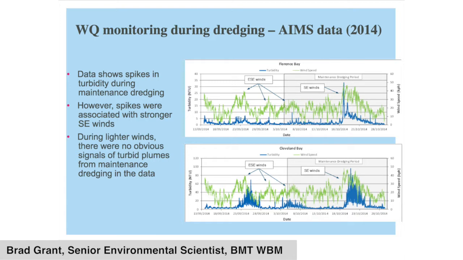So we had a look at the winds, and these spikes in the winds were east-southeast winds, and you get a spike in turbidity as well outside of dredging. And then this is the maintenance dredging period here. You get these winds, you don't get much turbidity, but then we got these big spikes happening at both Cleveland Bay, eastern Cleveland Bay and Florence Bay. And that was coincident with when these southeast winds picked up, it really spiked the turbidity up at both sites.